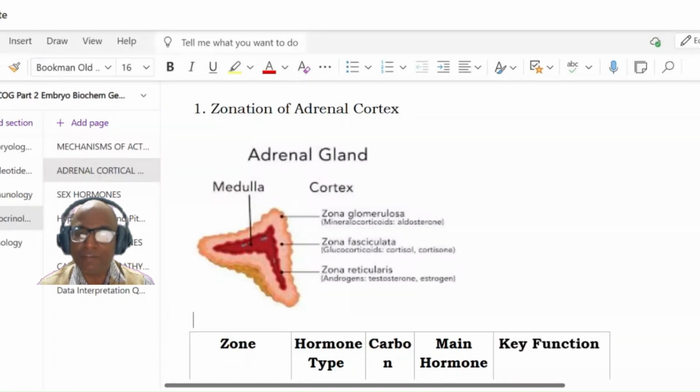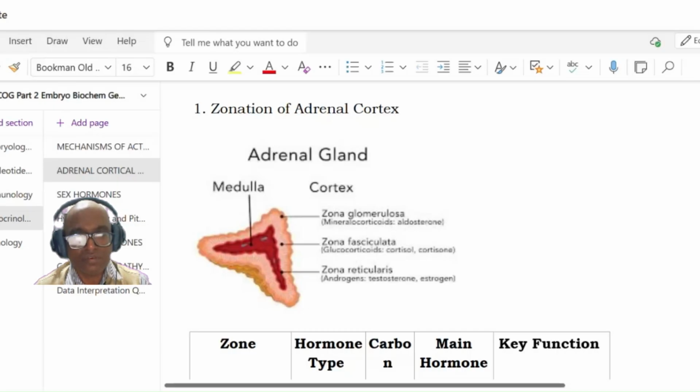A particular hormone comes from which zone? So hormone and the zone, that is the SBA which is more frequently asked. You have zona glomerulosa, which will secrete mineralocorticoid, that is aldosterone. Then you have zona fasciculata, which will secrete the glucocorticoids, that is the cortisol mainly, and the other is cortisone. And third is zona reticularis, which will secrete the androgens, then testosterone, estrogen, etc.